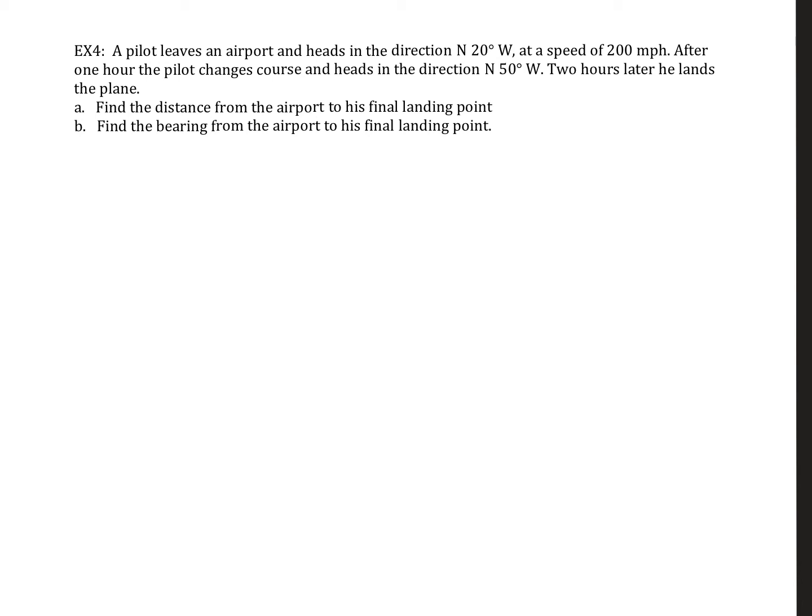Alright, so he leaves an airport. Let's say that this right here would be A for the airport. Let me change that color, A. And then what do we know? Heads in a direction north 20 degrees west. So if I went ahead and drew this, so my normal bearing, it goes north and then 20 degrees west. It's a small angle change there, 20 degrees west.